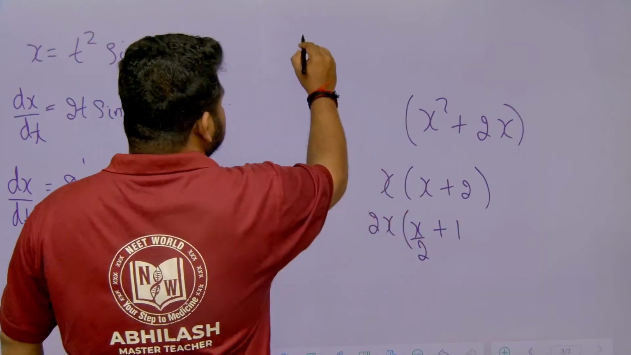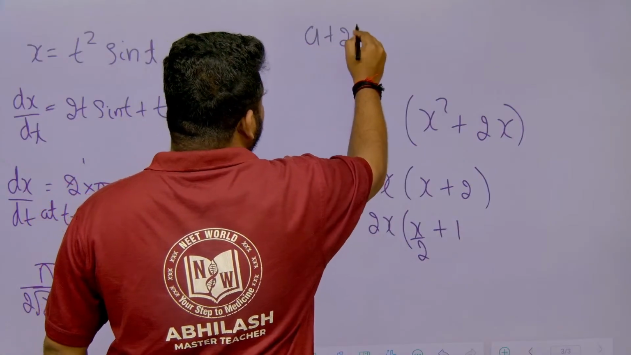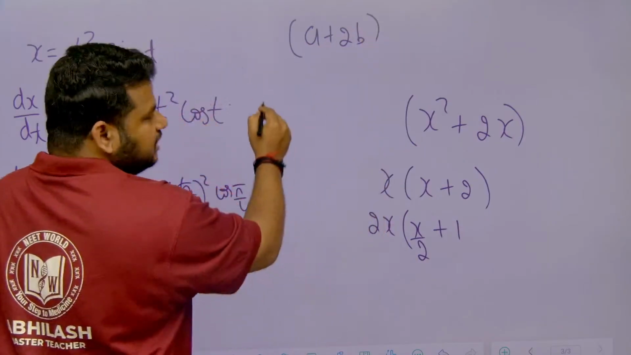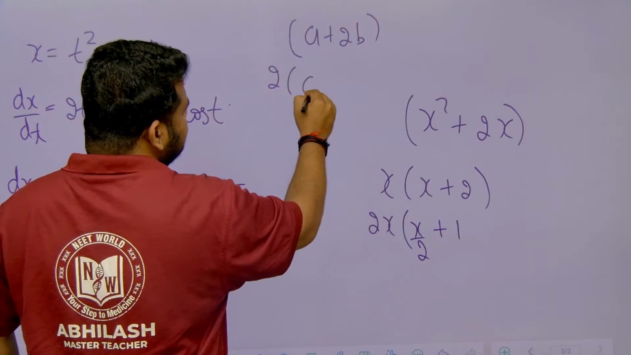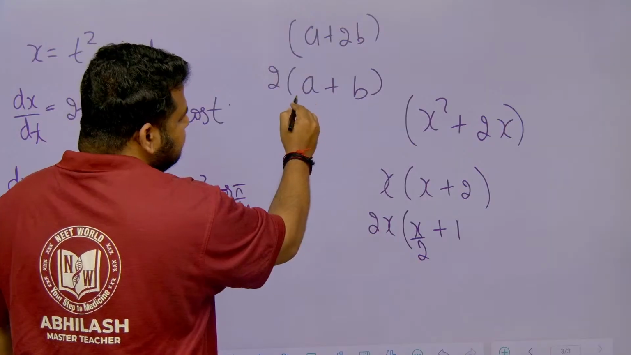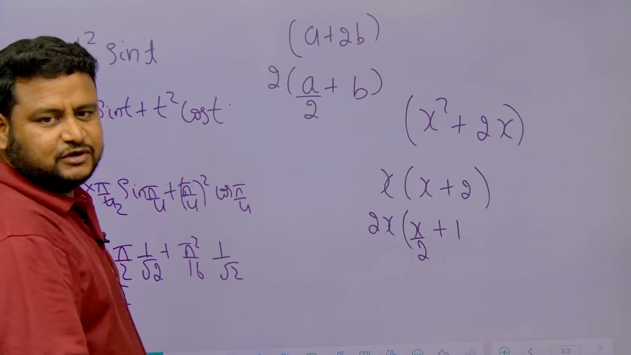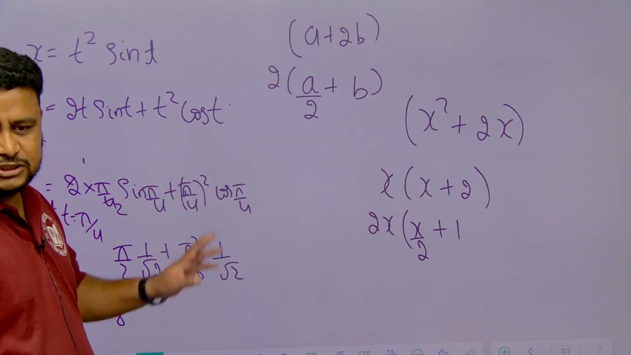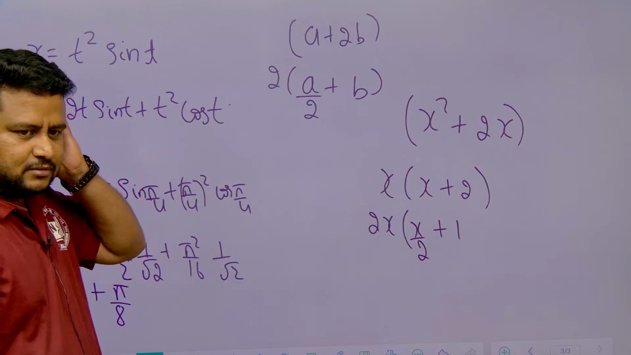Suppose I say a plus 2b is there. Okay, if I take 2 outside, I will take a plus, this will become b, but here 2 is not there in a, so divide by 2. This is how you will take common. Okay, this will also be useful. This is how you will take common.